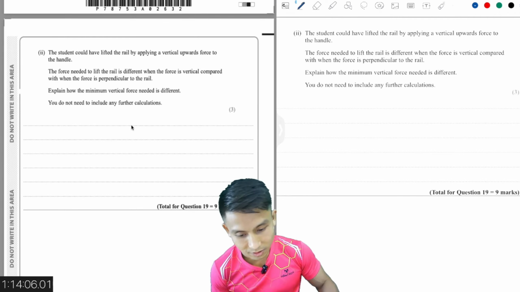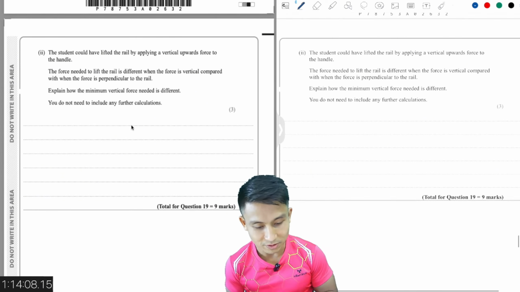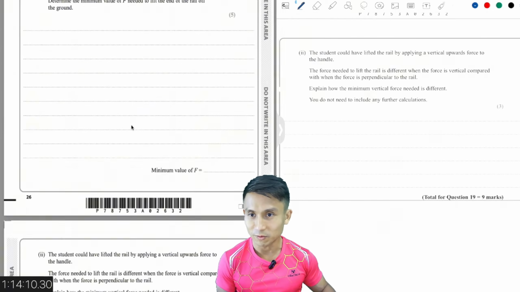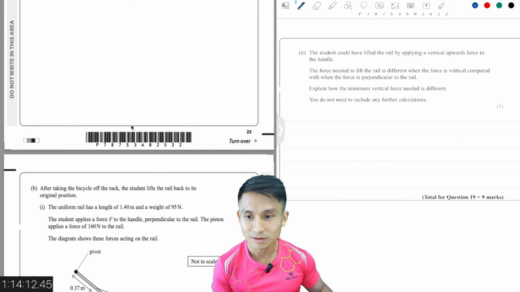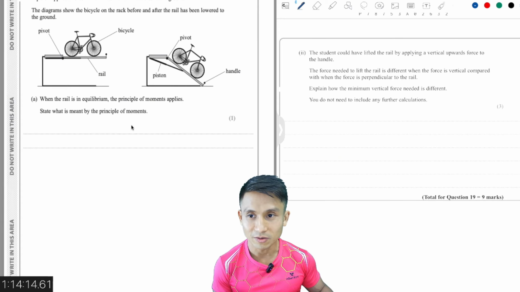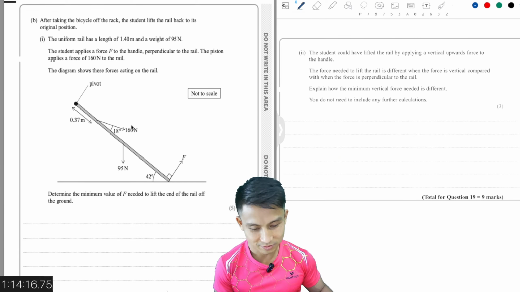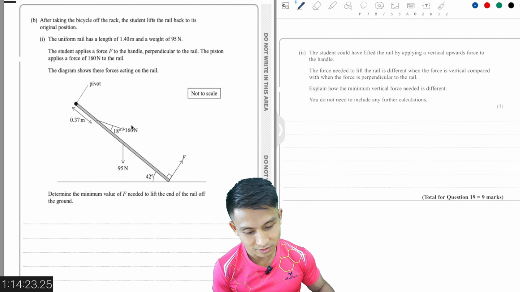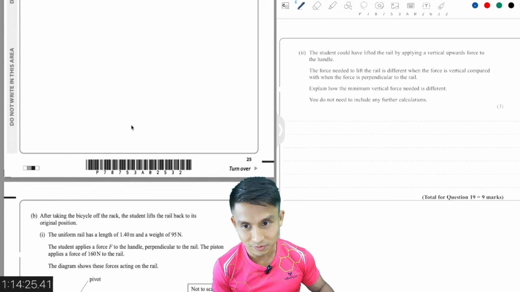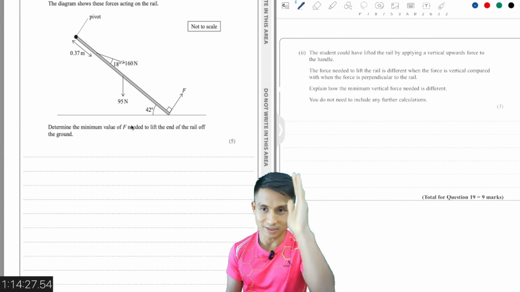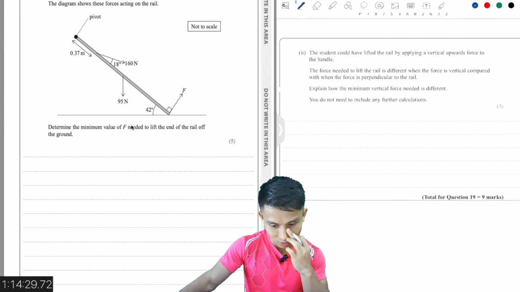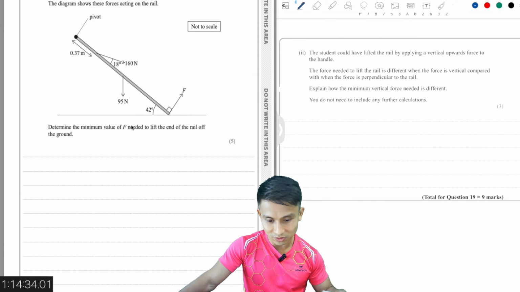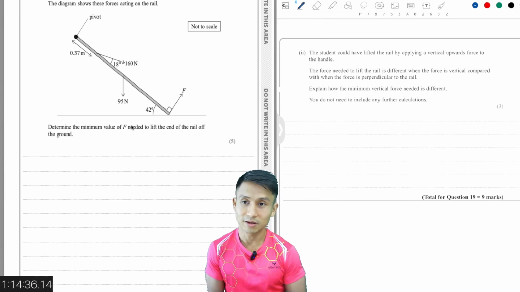The student could have lifted the rail by applying a vertical upward force to the handle. Wait, where's the handle? Okay, the handle of the bicycle. The force needed to lift the rail is different when the force is vertical compared with the force that is perpendicular to the rail. Okay, yeah, that's okay. Explain how the minimum vertical force needed is different. You do not need to include any further calculation. Wait, where's the handle?